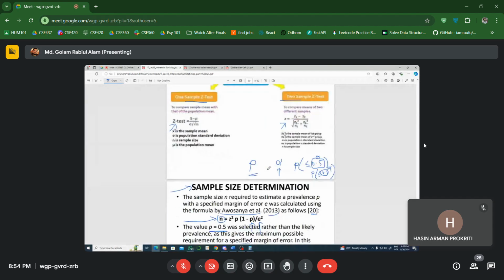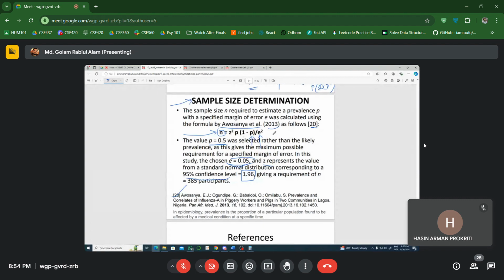So if we apply these values, P, G, and E, in this equation, you will get 385. It means that you have to collect data from at least 385 participants for testing or claiming your significance, or claiming whether your hypothesis is true or false. This is the number of participants determination. There are some other equations also.